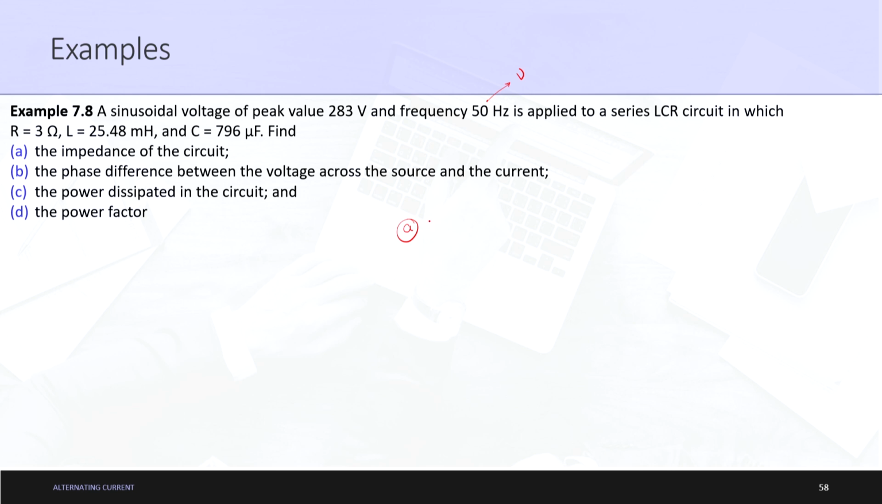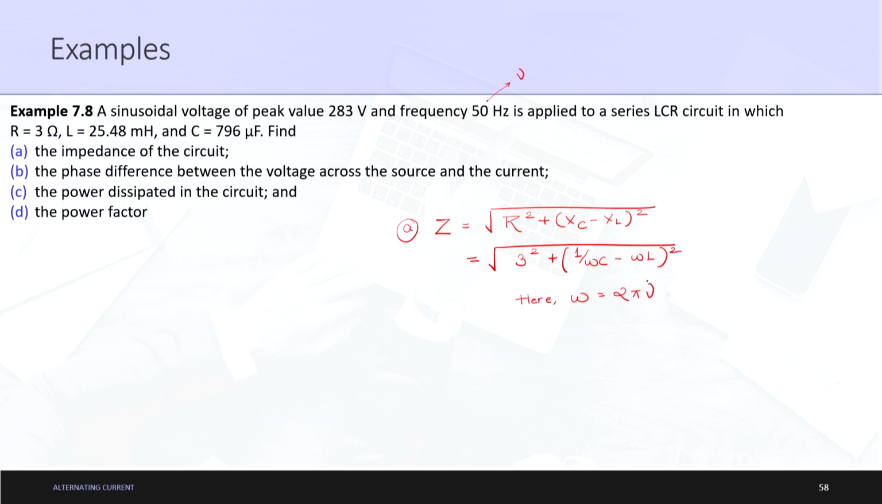What is the value of impedance? Impedance is denoted by capital Z, which is equal to root over R square plus XC minus XL whole square. So, just put in the values. R is 3 ohms, so it is 3 square plus, please remember, XC is 1 upon omega C, minus omega L, whole square. Here, just substitute omega, which is 2 pi into nu.